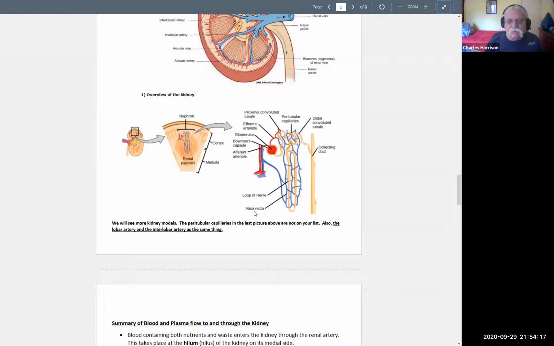This is one of the two places in the body where blood that leaves the heart goes through two sets of capillaries before it gets back to the heart. The blood leaving the heart is right now at my pointer, and it hits a set of capillaries in here. I didn't give it a name yet. It's called the glomerulus. That's a set of capillaries. The second set of capillaries is the vasa recta.